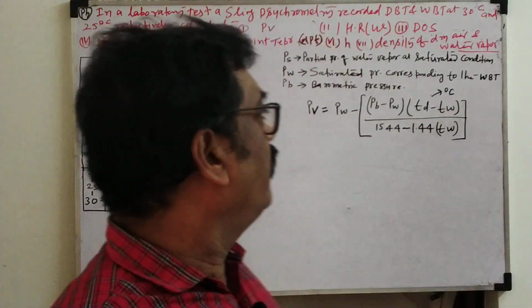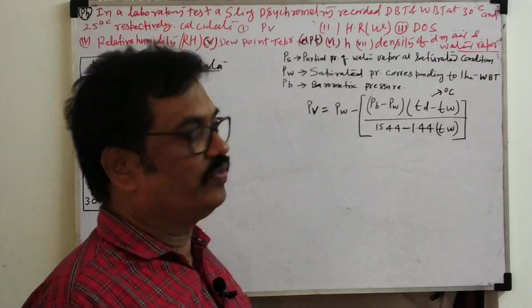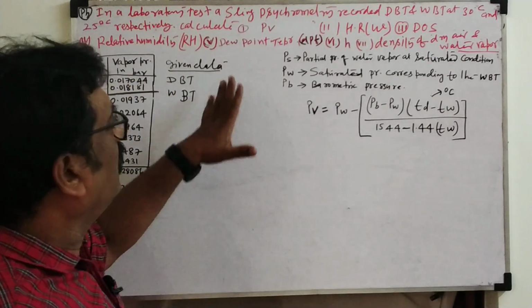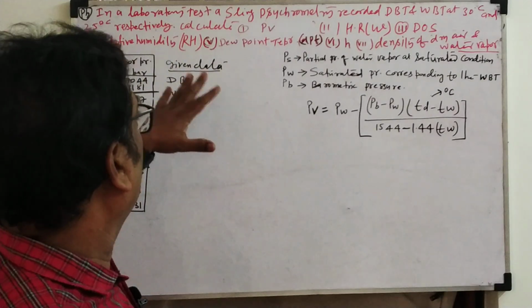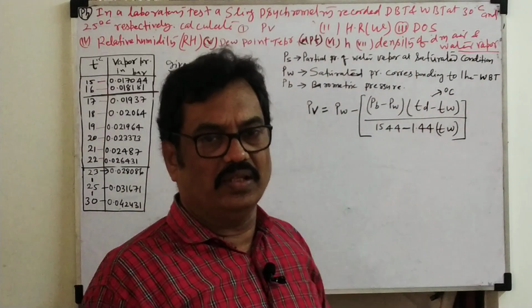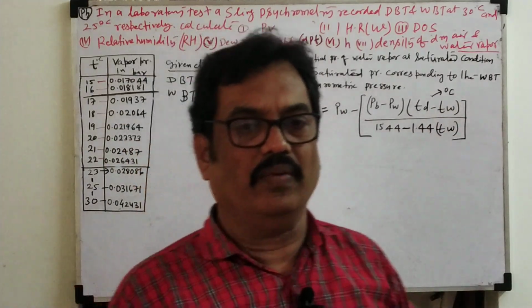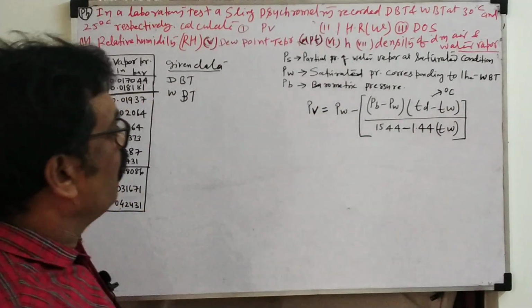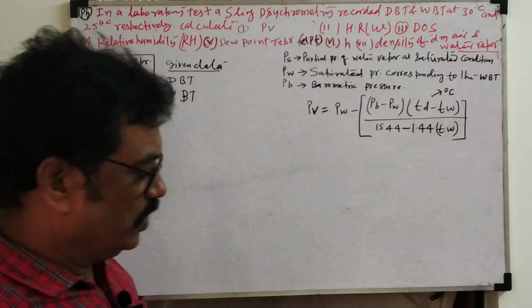Today again I came with new psychrometric problems. In these problems I took all those unknowns, so almost two problems I combined here. Once you understand these problems, you can solve any psychrometric problem. So in simple steps again I am going to explain this.